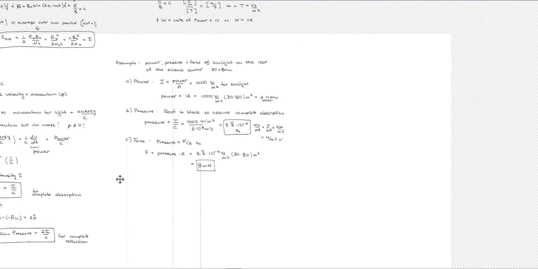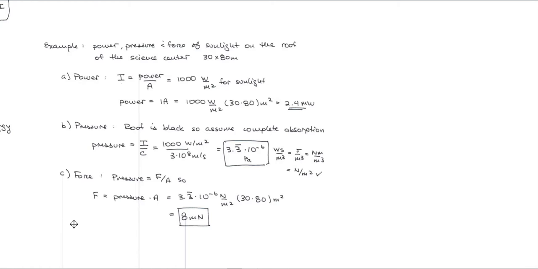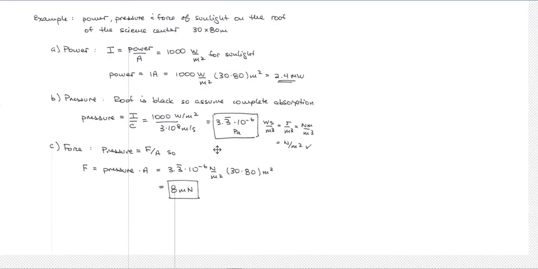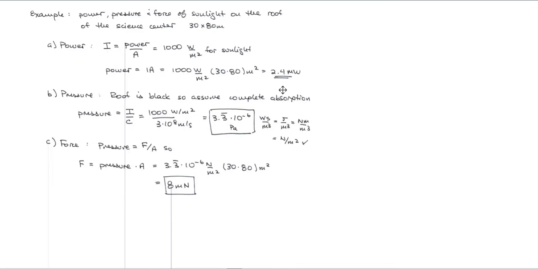So we'll look at one example, and that's let's try to figure out the power, pressure, and force of sunlight on the roof of the Science Center. And the roof of the Science Center is approximately 30 meters wide by 80 meters long. So to calculate power, I remember that intensity is power divided by the area that the power is distributed over. And the intensity of sunlight at the surface of the Earth is about 1,000 watts per meter squared. So if I multiply both sides by area, I get power equals intensity times area, which is 2.4 megawatts, a really big number. It's easy to understand how you can draw a lot of energy using solar panels if this type of energy is available just on the surface of the roof.